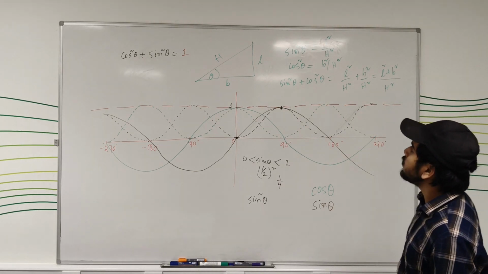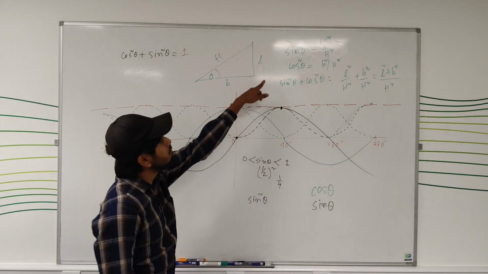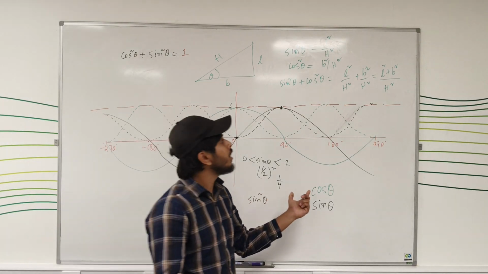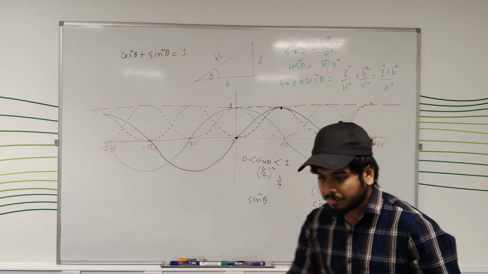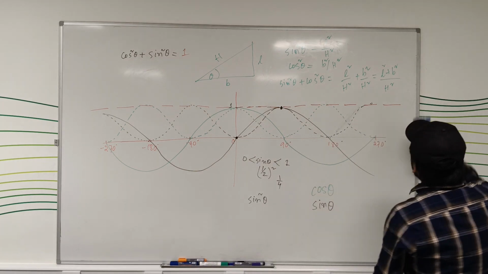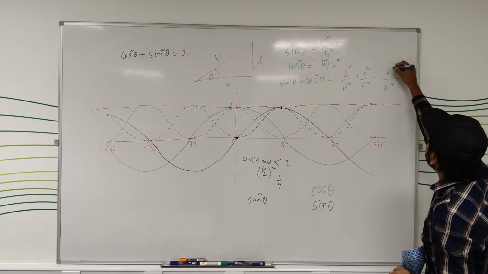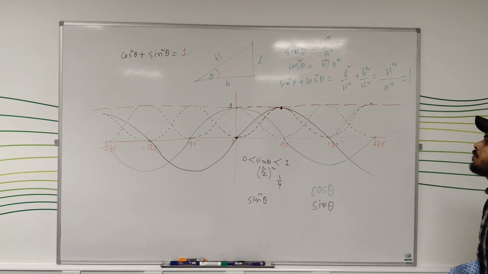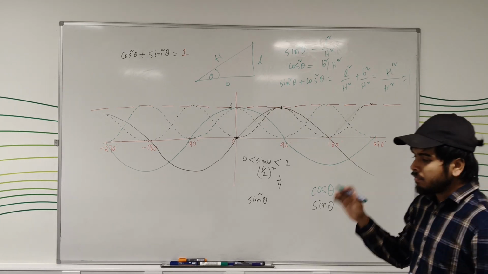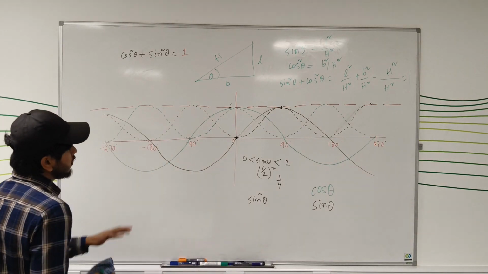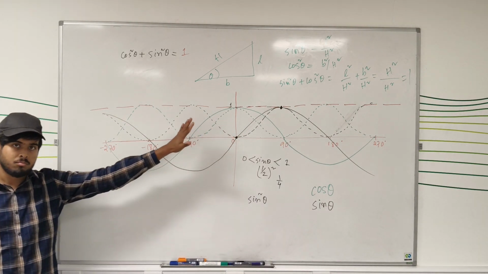What is L square plus B square in a right angle triangle? Pythagoras theorem. H square. So the numerator is nothing but H square, which over H square is nothing but 1. So that's simple. And you have proven the same thing graphically, right?